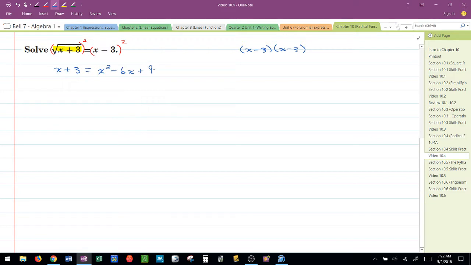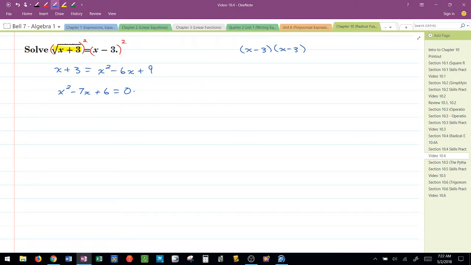Okay, so I have an equation now that I have to solve, and I notice that it's quadratic. If it's a quadratic equation, I have to set it equal to 0. That means this x on the left and this 3 on the left, I have to move them to the right, and I'm going to get the equation x squared minus 7x, subtract the 3, will be plus 6 equals 0. We can only solve quadratics when we set them equal to 0.